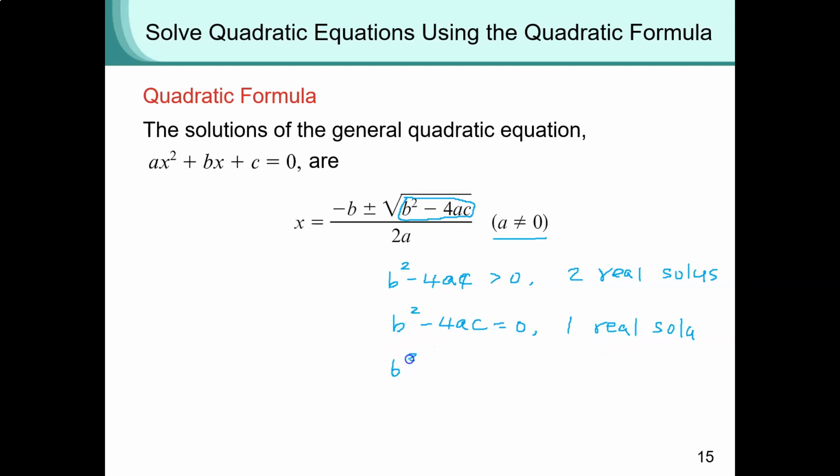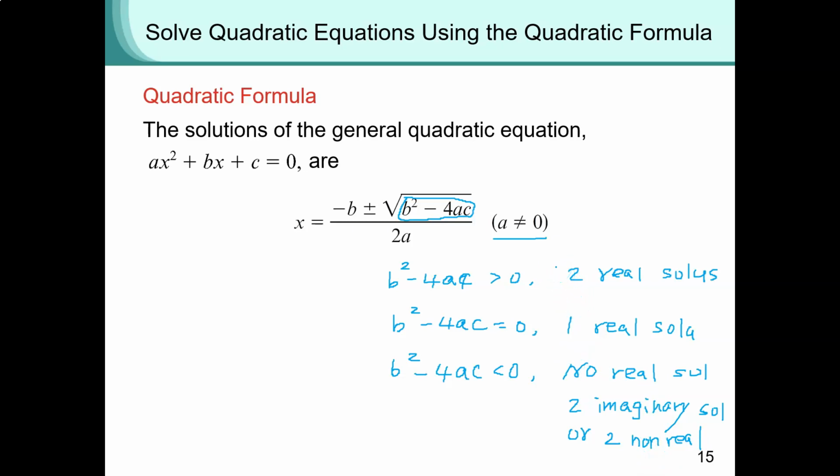When b squared minus 4ac is less than 0, that means you will have no real solution, but you will have two imaginary solutions, or two non-real solutions. Okay.